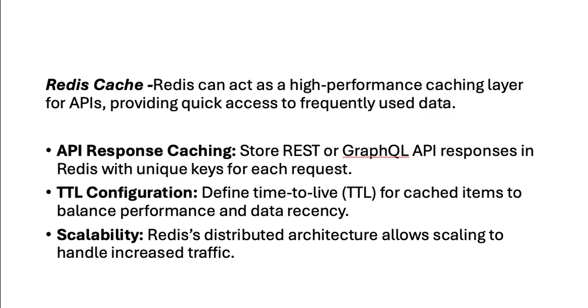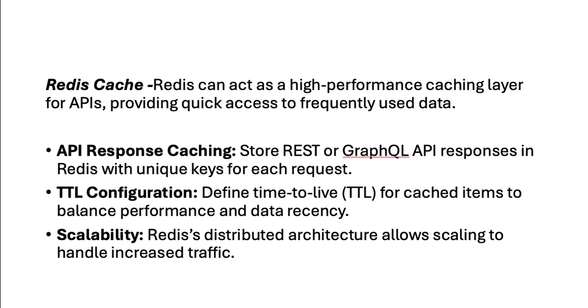Third layer is Redis cache. We can store REST as well as GraphQL API responses in Redis along with unique keys, and you can define a TTL for these API responses. Based on the TTL, these responses will be invalidated. And since Redis has a distributed architecture, it is very helpful in scaling based on increased traffic.